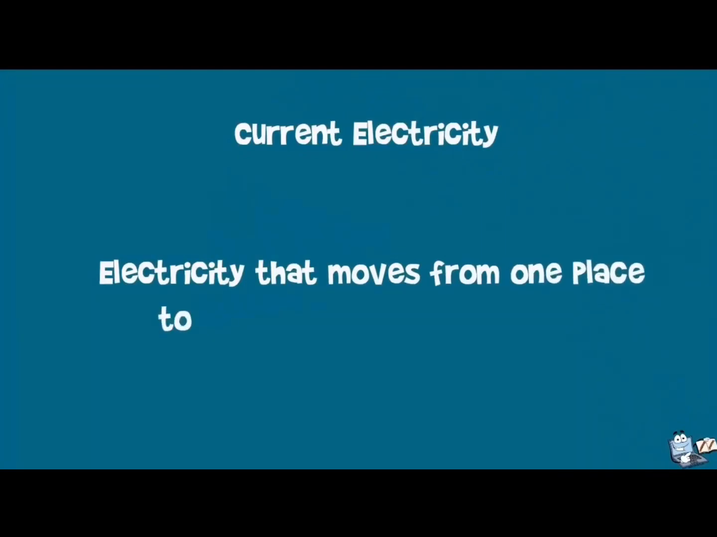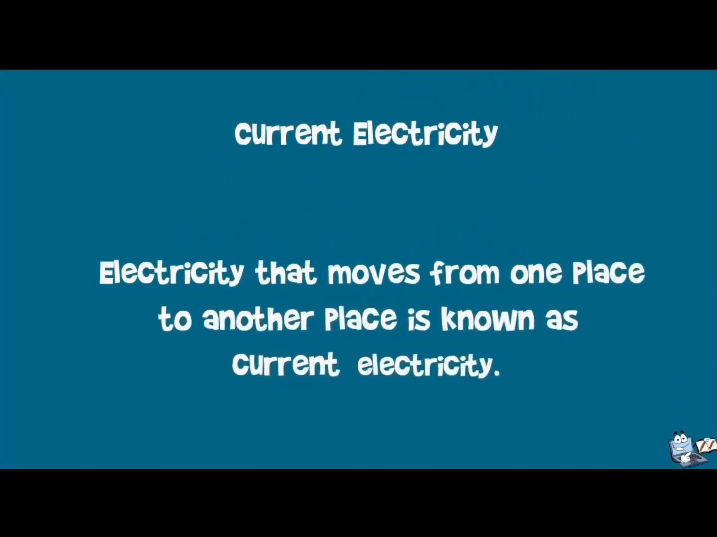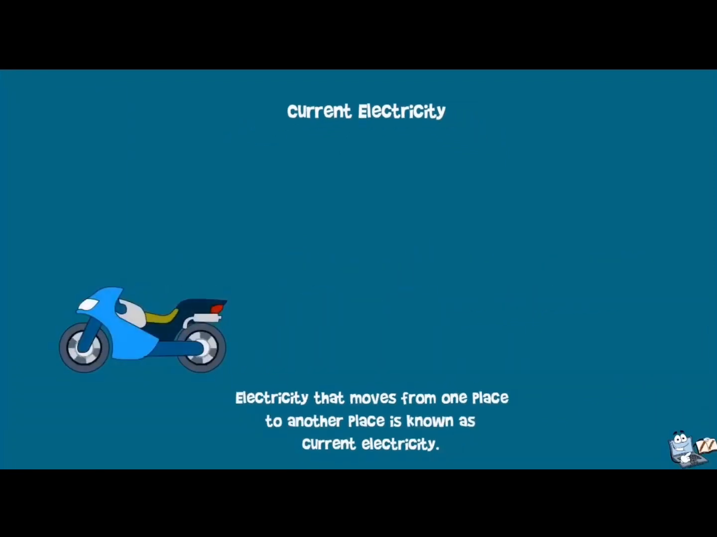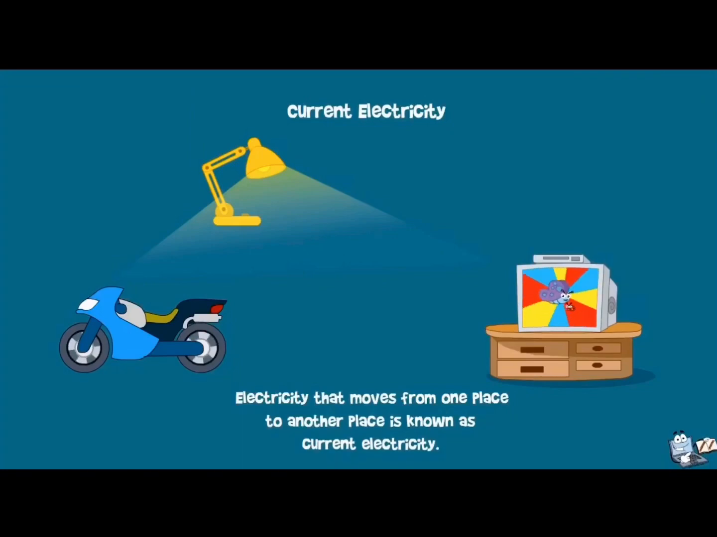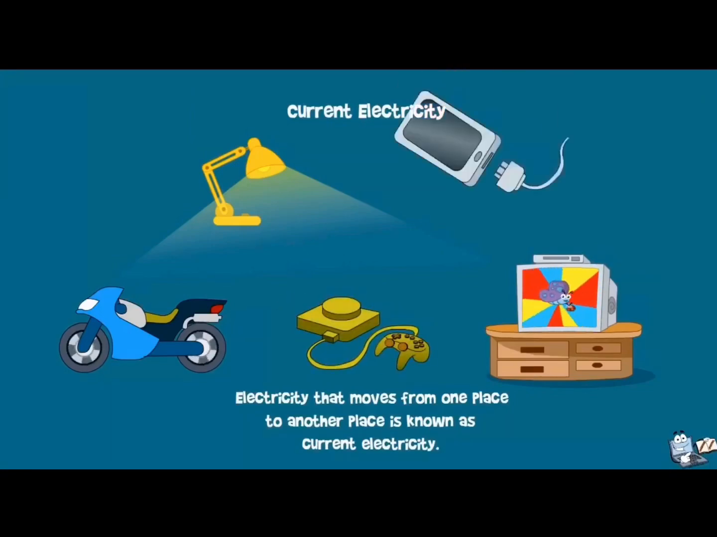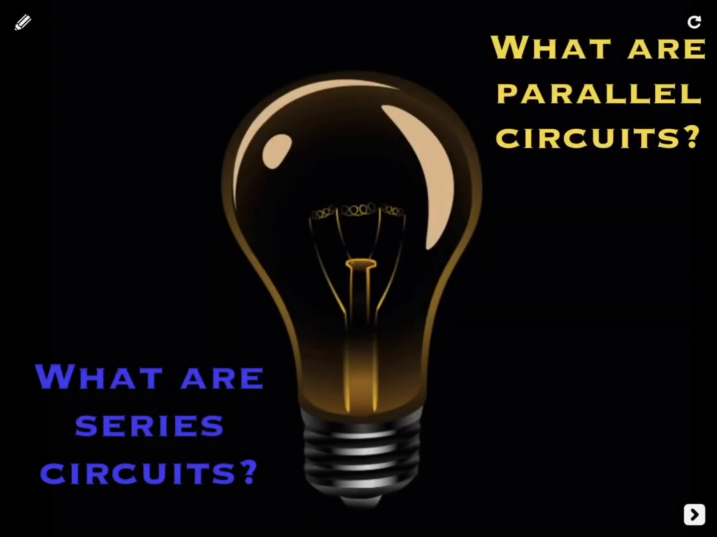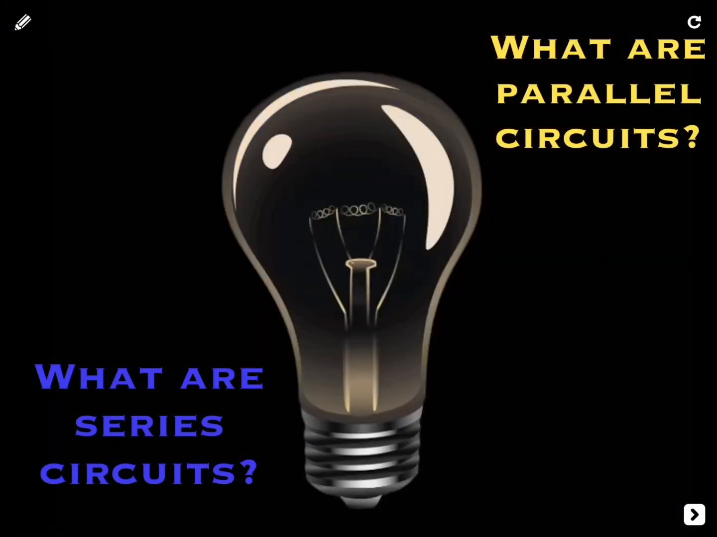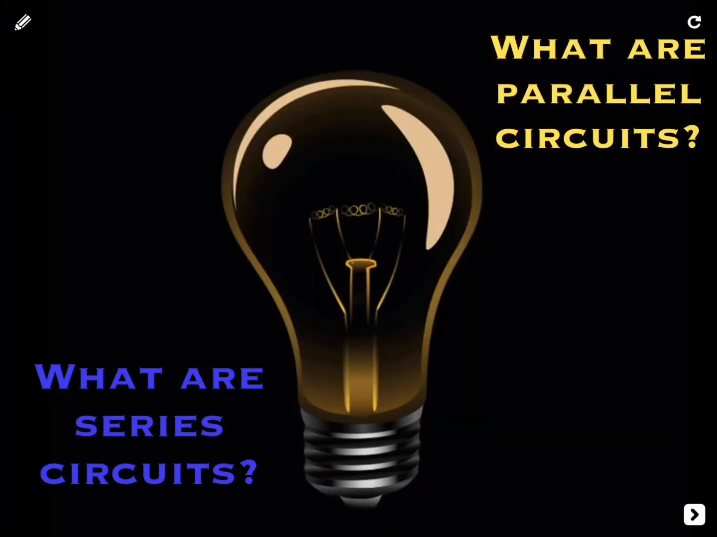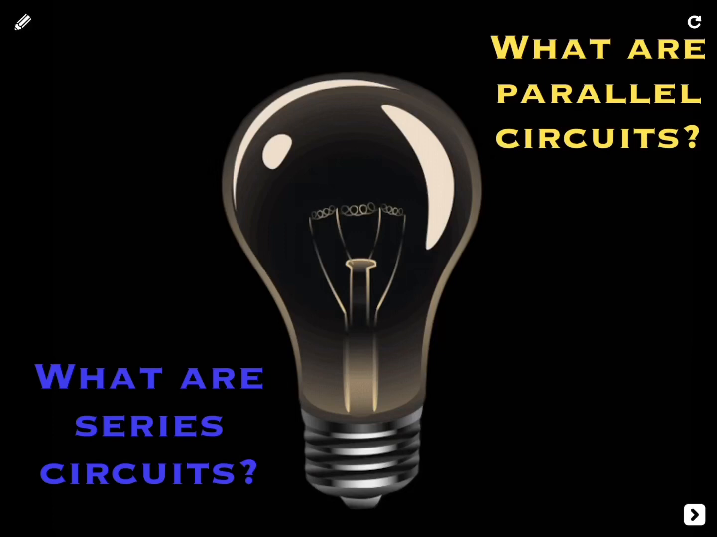Current electricity. Electricity that moves from one place to another place is known as current electricity. Examples of current electricity are starting a motorbike, turning on a light, watching TV, playing video games, charging a cell phone, and many more. Now, let's find out what are series circuits and what are parallel circuits.